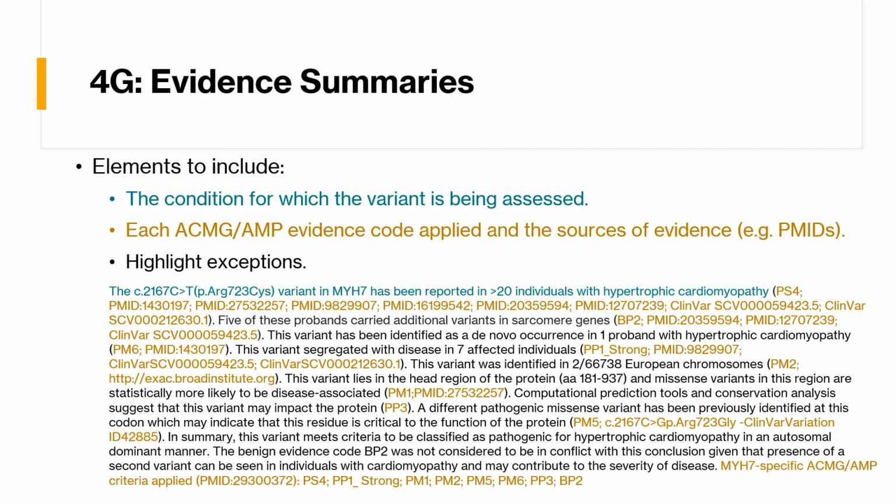To facilitate external review and understanding by end users, all finalized approved variant classifications must be accompanied by brief yet comprehensive evidence summaries. As you can see from the color-coded example at the bottom of the slide, the evidence summaries must include the condition for which the variant is being assessed, the evidence category codes applied and the reasons for applying each code, the pathogenicity classification, and a detailed rationale of any exceptions to the specified rules.